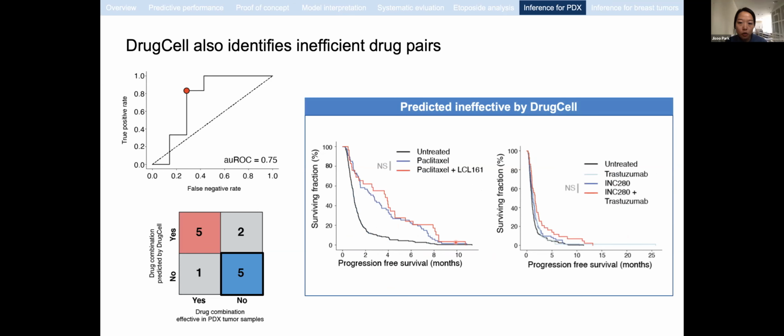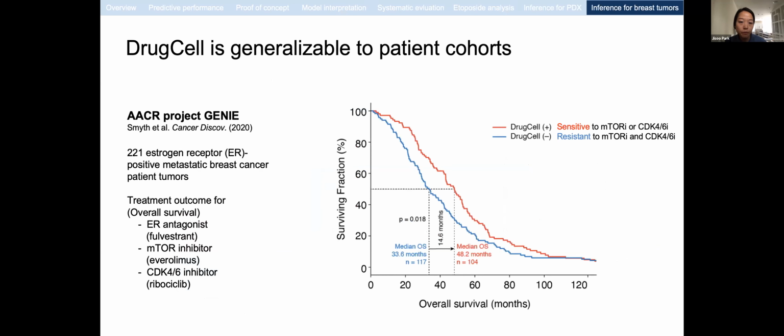On the other hand, for the drug pairs predicted as ineffective by DrugCell, for example, paclitaxel and LCL161 and INC280 and trastuzumab, we found that the progression-free survival rate didn't really differ between the PDX models that received both treatments and those that received just one treatment.